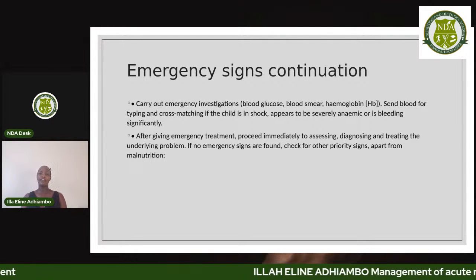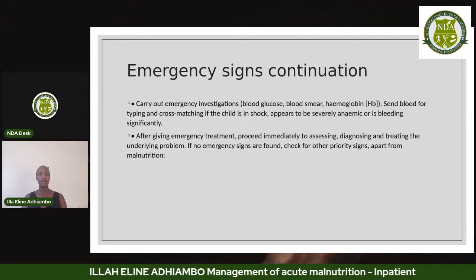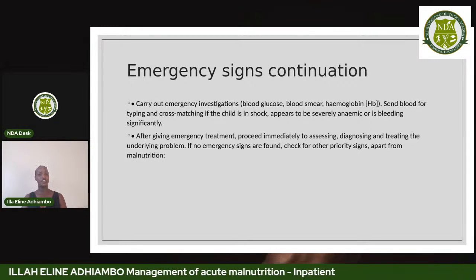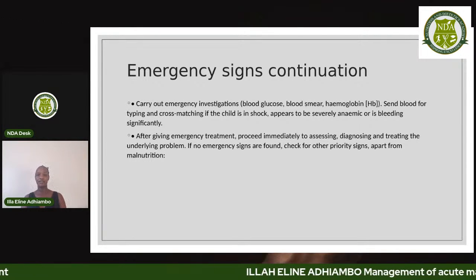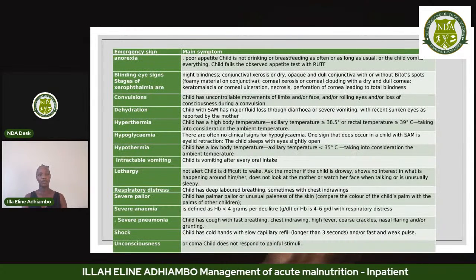We can also carry out emergency investigations. We check the blood glucose, do the blood count, the blood smear, and look at the HB. After doing all this, you proceed to assessing, diagnosing and treating the underlying problem. If no emergency sign is found, you check for other priority signs for malnutrition.